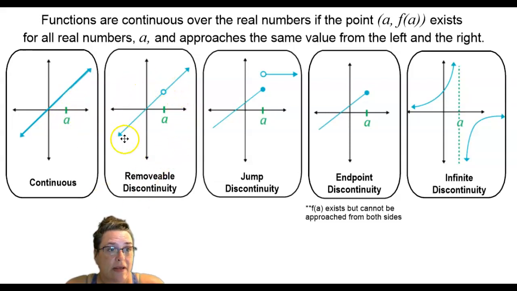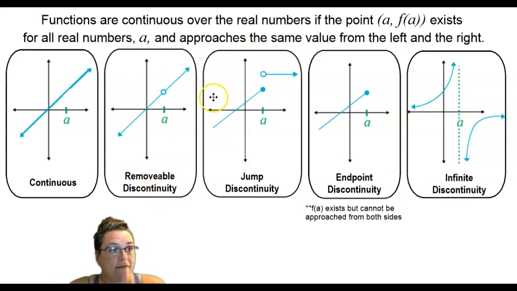So for example, here we have a hole in the graph at a. That means that it's undefined here, right? I can't use a in the function because there is no f of a at a, and that hole in the graph is referred to as a removable discontinuity. When you get to calculus and you study limits, you'll find out that it's removable because you can plug that hole. But for pre-calc, we're just classifying these. So we want to know that a hole in the graph is a removable discontinuity.